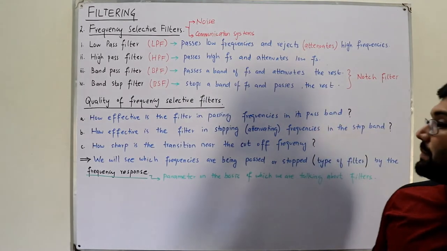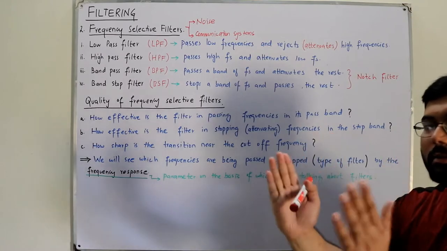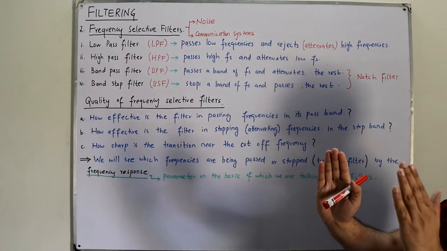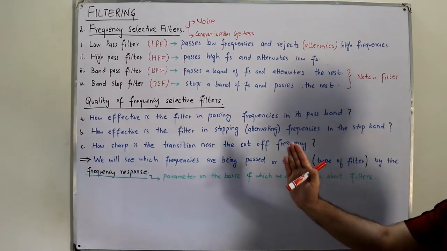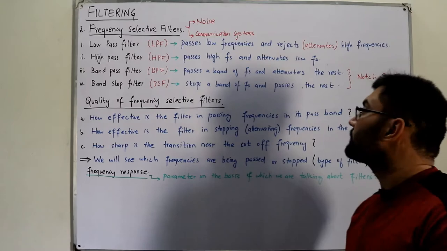Number four, the band stop filter. It would stop a particular band of frequencies, and it would let go, it would pass the rest, the whole of the signal.